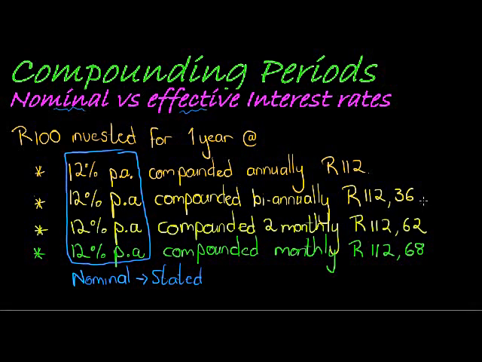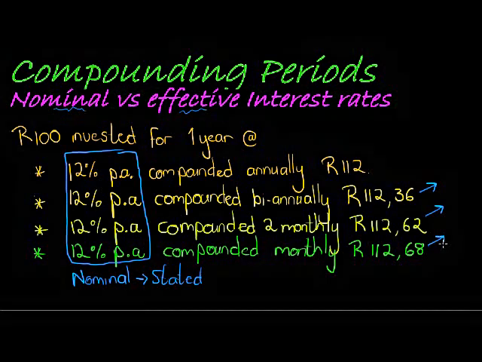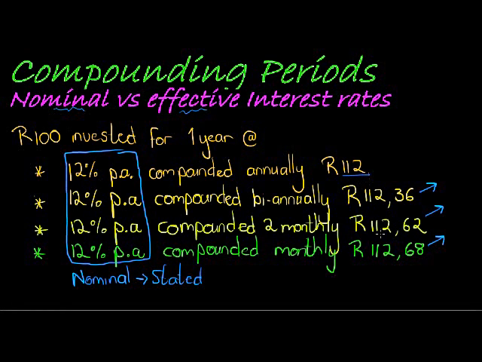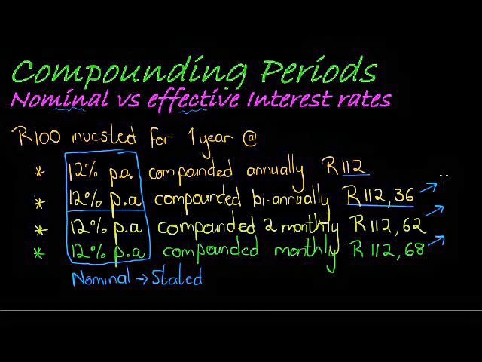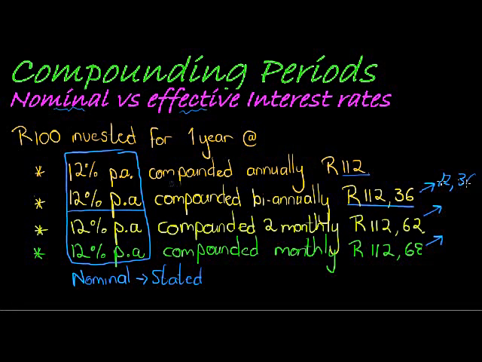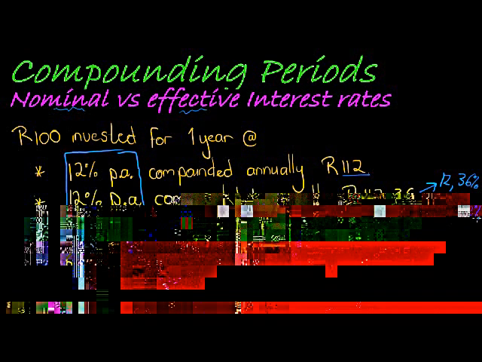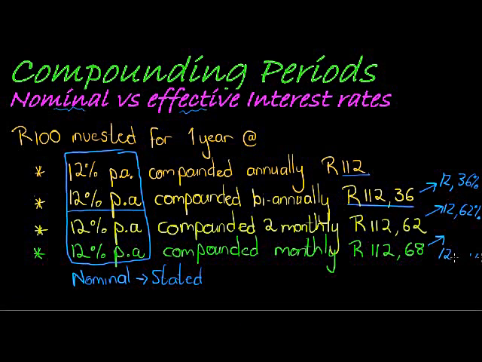But now we see something a bit curious. In these scenarios, we're not just earning 12% interest per year. It is not just 12% per annum. The nominal rate and what actually happens is different. I'm earning more than the nominal rate. To be exact, in this example, I'm earning 12.36% interest per year. In this example, I'm earning 12.62% interest. And in this one, 12.68%.